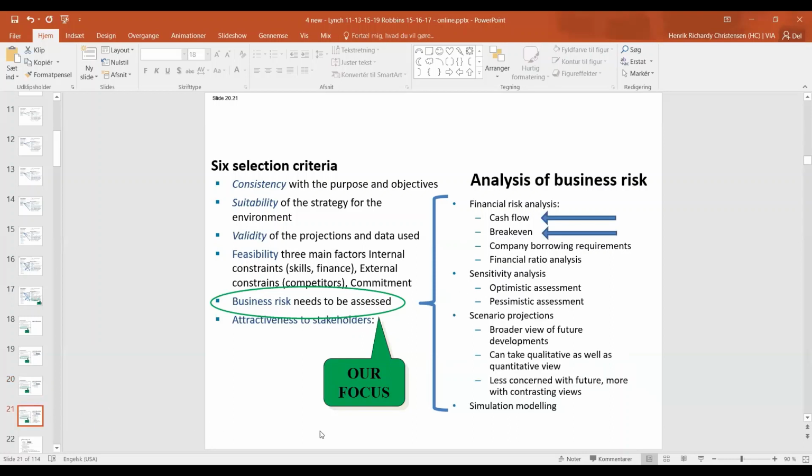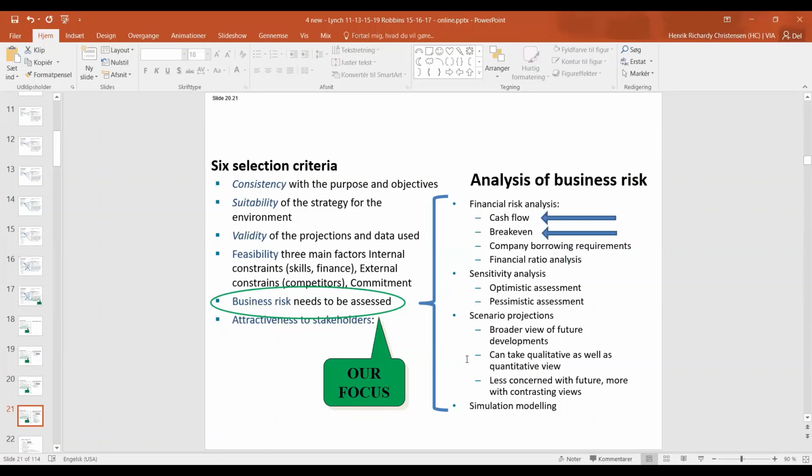Then we have here scenario projections. Could have a broader view of future developments. You could take more qualitative as well as quantitative views, and we could also be more or less concerned with the future and more with the contrasting views of what is actually going on.